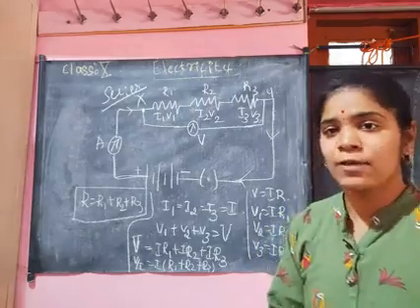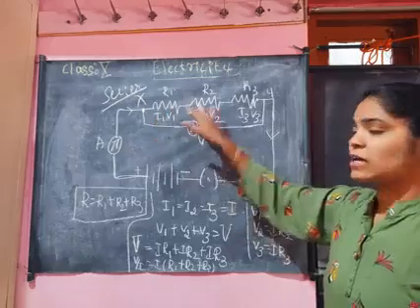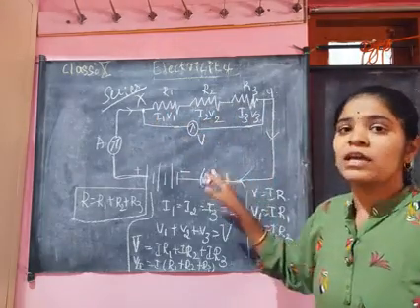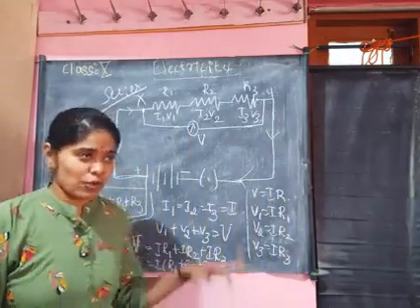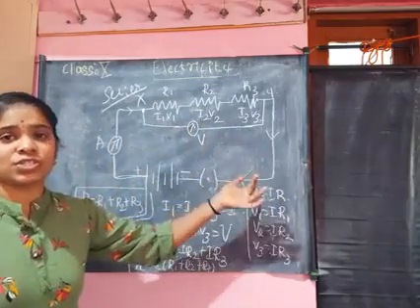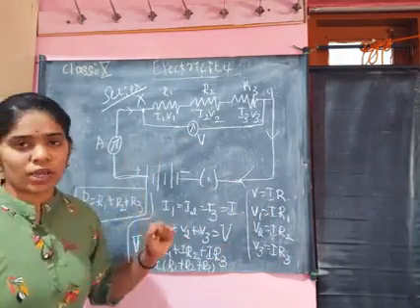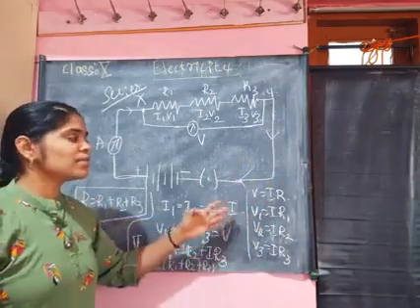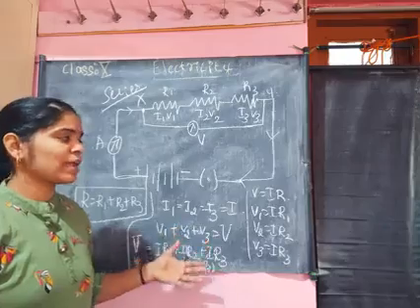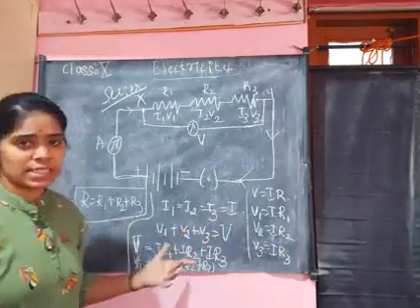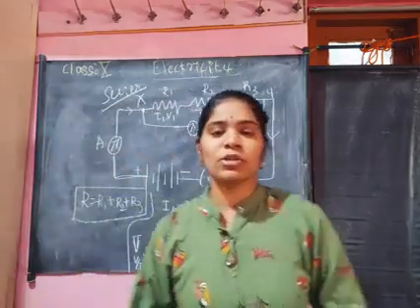Is that clear? I will repeat once again. In the series combination, what happens? The electrical current is the same in all parts of the electrical circuit, and the potential difference changes. That potential difference is V1, V2 and V3. Applying this in Ohm's law, we get the resistance R equals R1 plus R2 plus R3. Now, in the parallel combination, what happens?